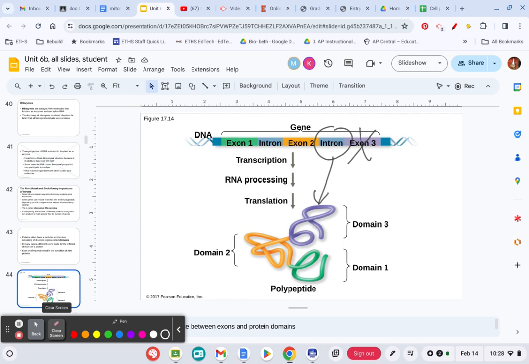So if you were to swap them, the purple would become the intron. Yes. Would become the exon. Yes. So then this would become the exon. Okay.